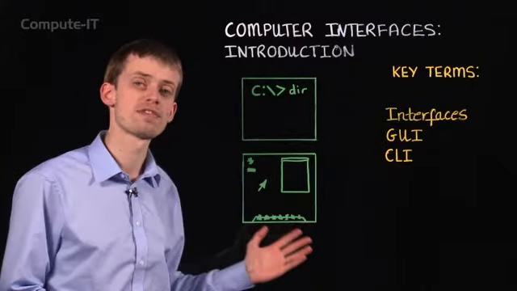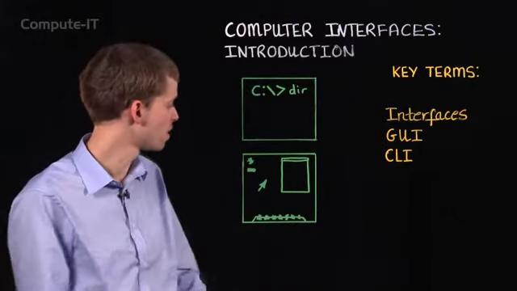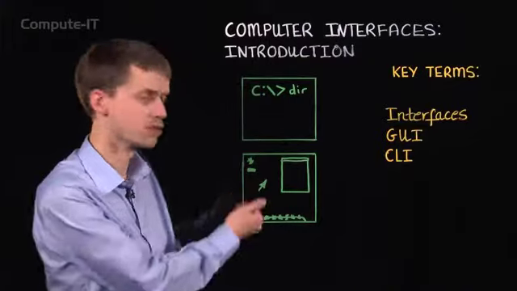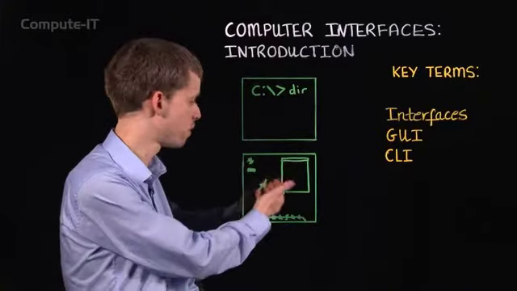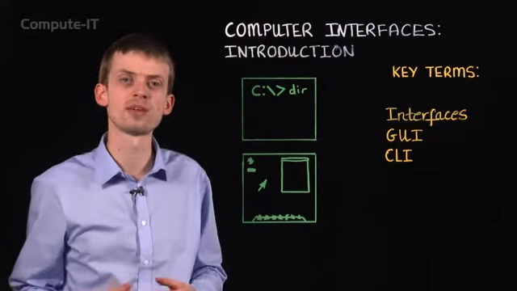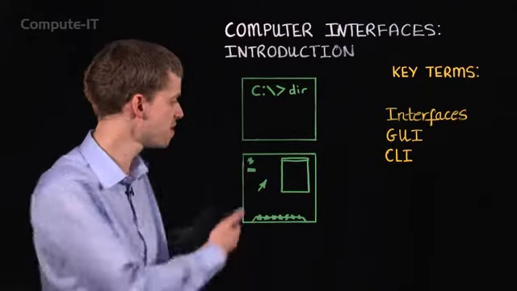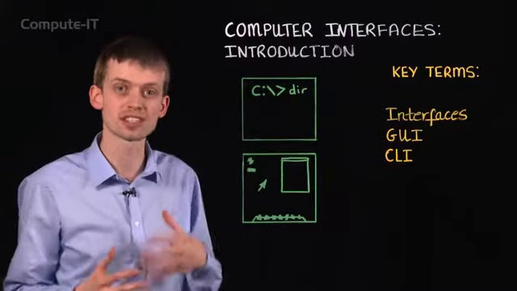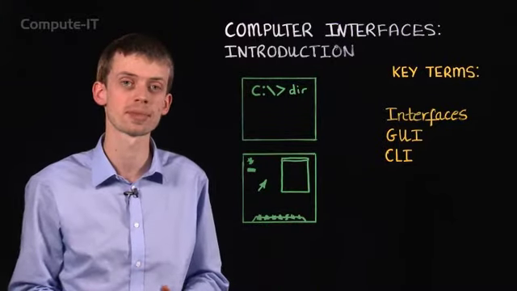With the GUI, the Graphical User Interface, you have windows, you have icons, you may have menus, and you may have pointers like the mouse here. It's a nice visual way of representing what's happening on the computer, and it's a very easy way for new users to understand what the computer is doing.